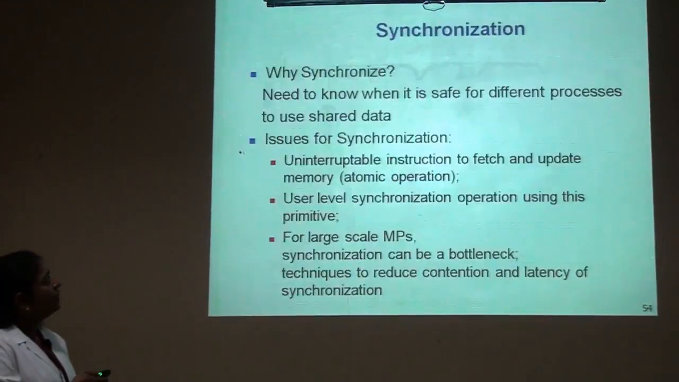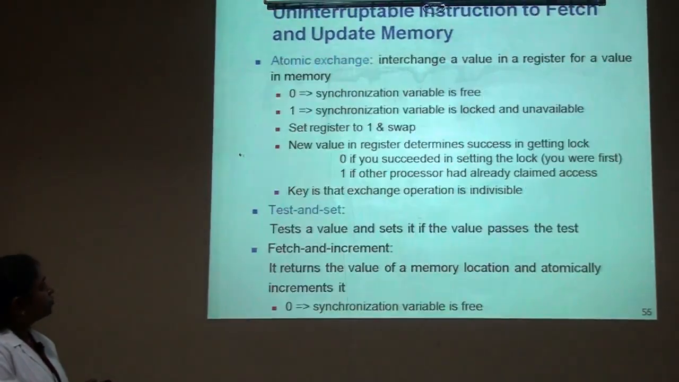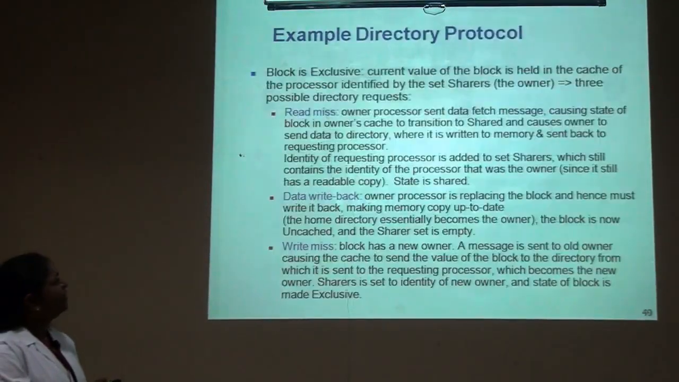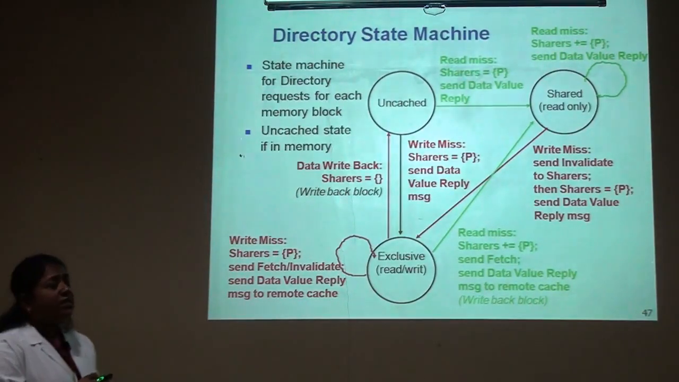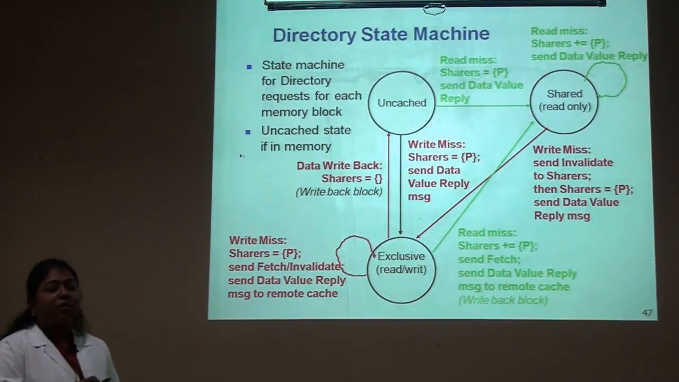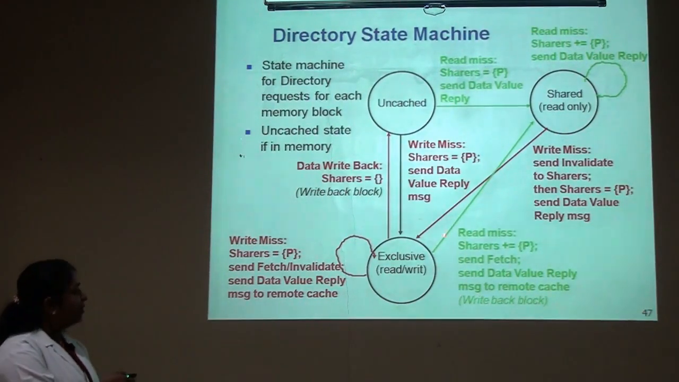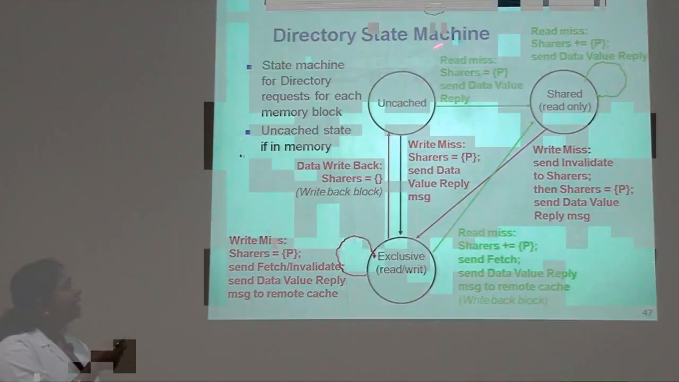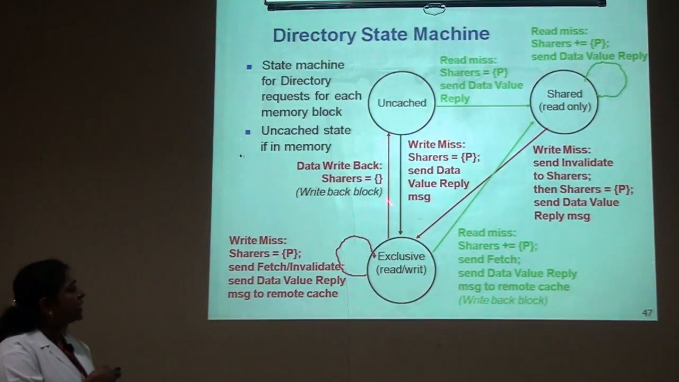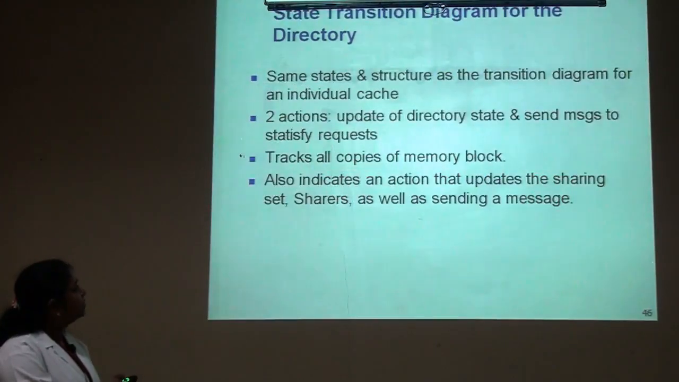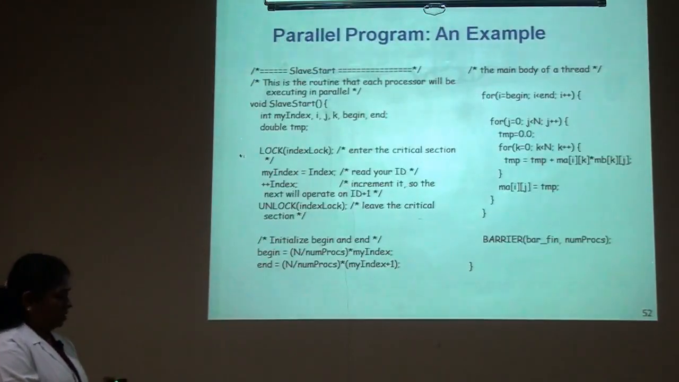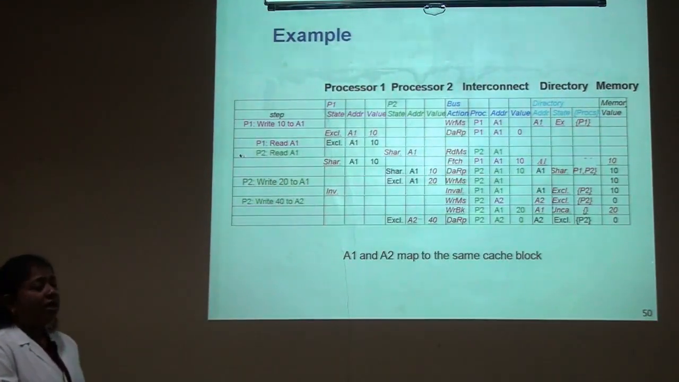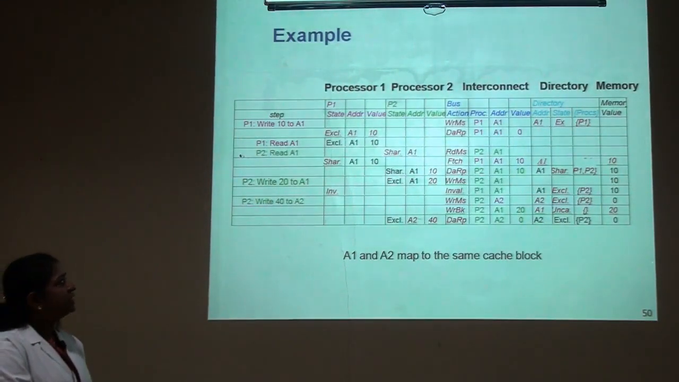The same thing applies in the distributed architecture. We have uncached, shared, and exclusive. Uncached means there is no data there. Shared means the data can be processed with read-only operations. Exclusive means we have read or write operations. The same way the read miss can occur, and here the write miss can occur. Whatever messages we have seen in the diagram, the same can be seen here also. So this is the example for the directory protocol, showing how the cache states are updated.